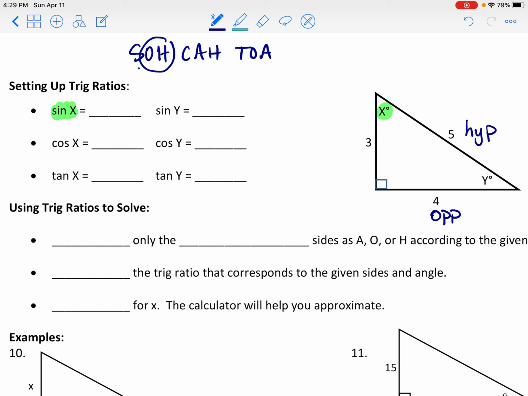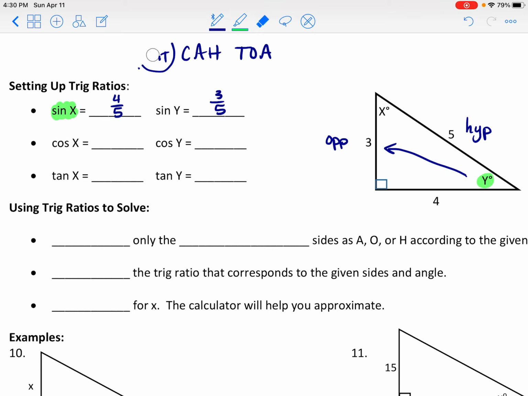So our ratio for the sine of X would be that opposite leg over that hypotenuse, which is 4/5. If I wanted the sine of angle Y, angle Y is over here, then the opposite of angle Y would be 3. So now 3 is the opposite side, and the hypotenuse is still 5. So for the sine of angle Y, the ratio of opposite and hypotenuse would be 3/5.